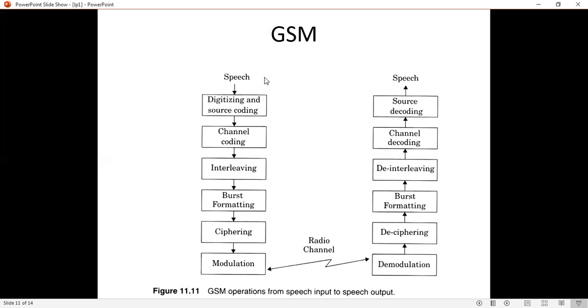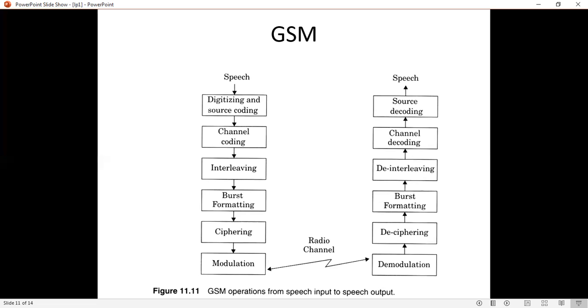So assume that here is a speech signal, which is an audio signal. It has to be communicated to a distant place. So this signal, which is an analog signal, will be digitized by sampling, quantizing, and encoding it. After that, we go with source coding. Source coding will remove the unwanted bits, so that the number of bits will be reduced and it can be spectrally efficient.